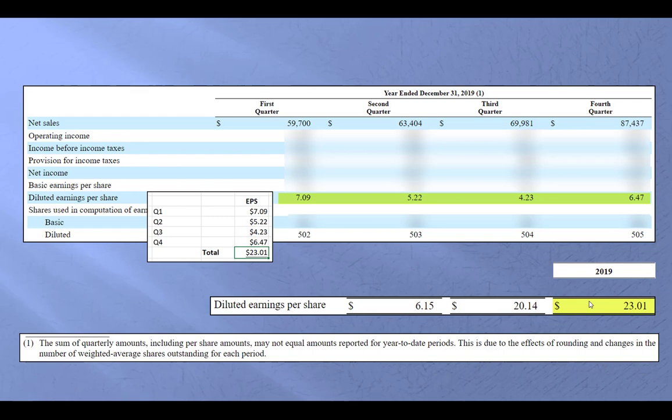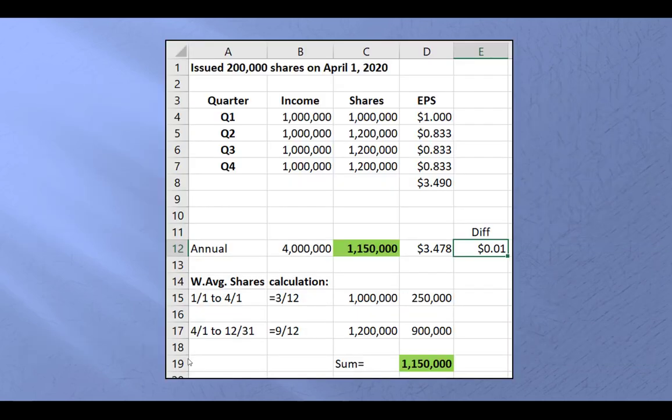But then I see a little note at the bottom. The sum of the quarterly amounts may not equal the annual amount. This is due to the effects of rounding, but I don't think there's much rounding here, and changes in the number of weighted average shares outstanding. So I thought, well, let me have a little closer look at this. We'll get 3 examples, and then we'll conclude and move on to stock splits.